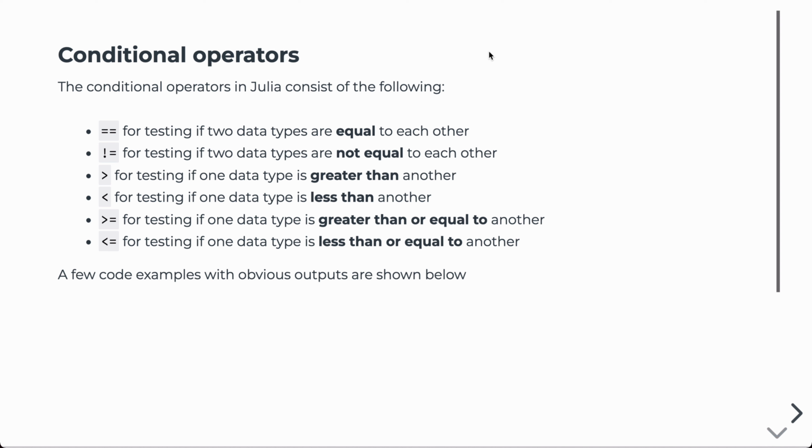All right, so in this lecture, we're going to talk about conditionals and flow control, like how we would control the flow of a program by testing whether various things are true or false. So the conditional operators in Julia are pretty much the same as most programming languages. A double equal sign to test if two things are equal to each other. The not equal sign is exclamation point equals, greater than, less than, greater than or equal to, less than or equal to.